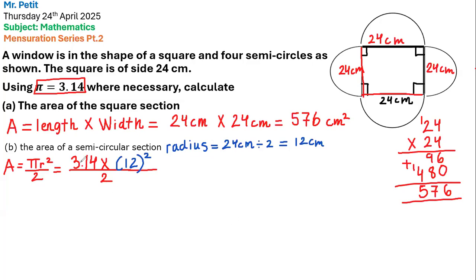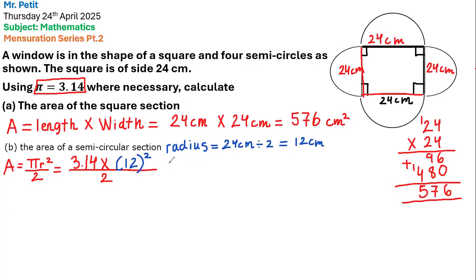Where pi is 3.14 and the radius is 12 squared divided by 2. Okay, so what are we gonna do at this point? Class, at this point, what are we gonna do?